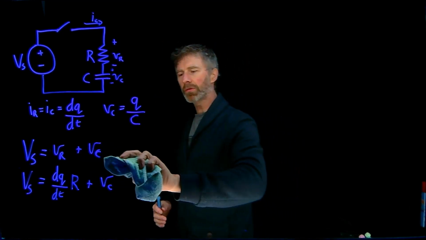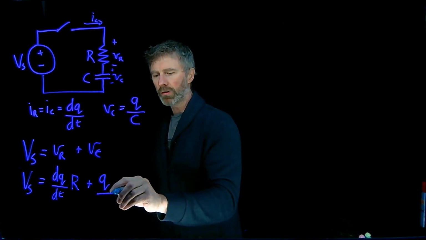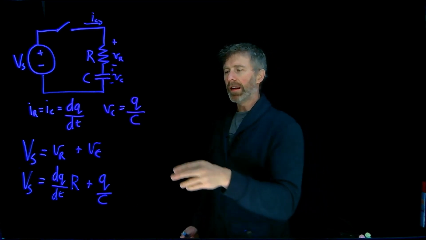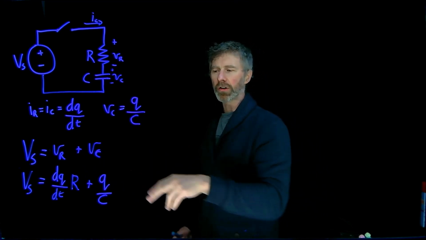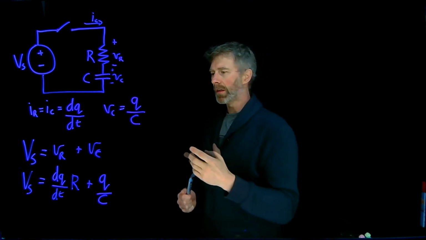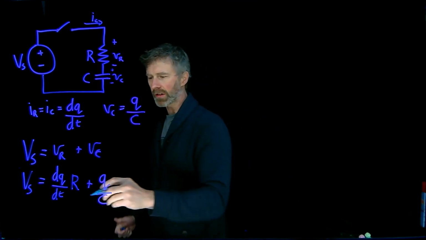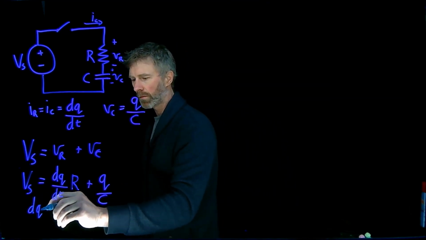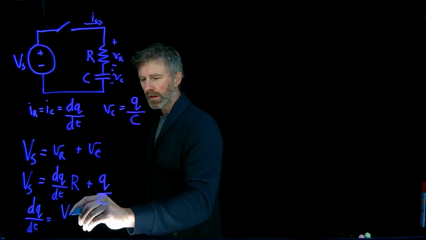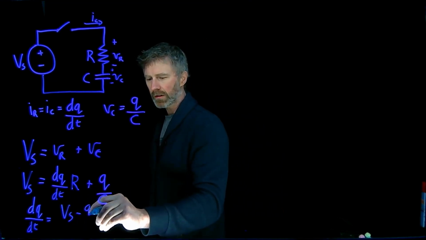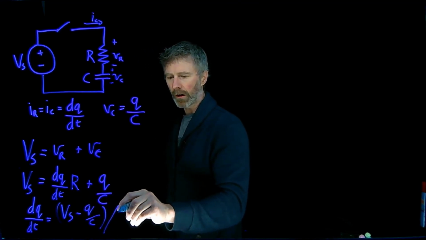But now let's also replace this Vc with this definition for charge. It's Q over C. And now I've got a differential equation in terms of the charge. And there's different ways I could write the equation. But what I'm going to do is start by isolating that dq dt over on one side of the equation. So dq dt is equal to Vs minus Q over C, all divided by R.